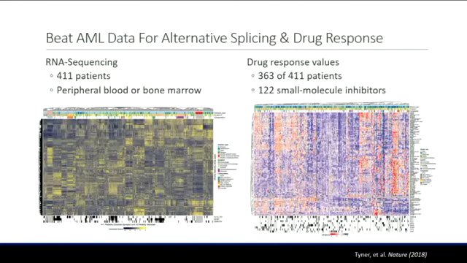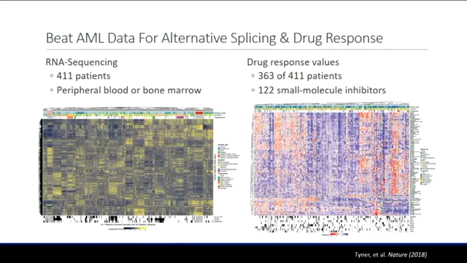So looking more at the data set, I'll be using the RNA sequencing data as well as the drug response values. 411 patients of that cohort have RNA sequencing samples derived from either peripheral blood or bone marrow tissue. This is a hierarchical clustering and a heat map showing the most variable expressed genes. So this is gene expression, expression at the gene level. I'll be doing my project at the splicing level, and I'll discuss how I'm doing that in a minute.